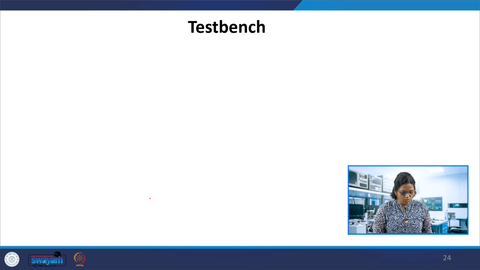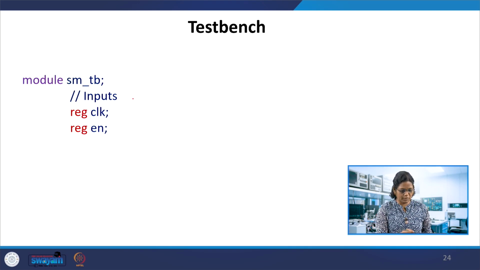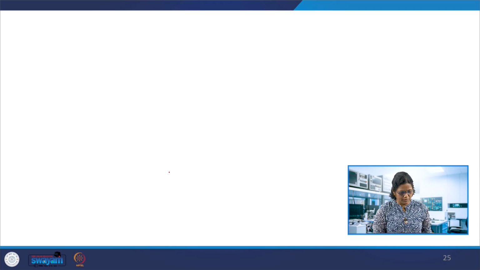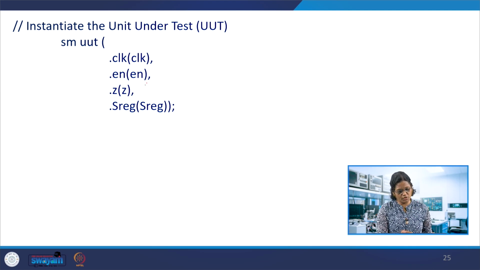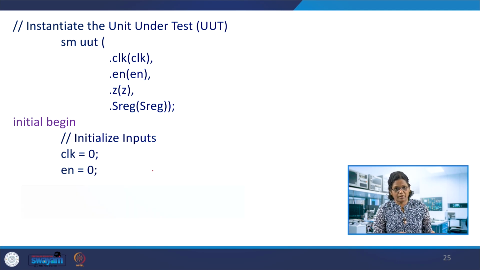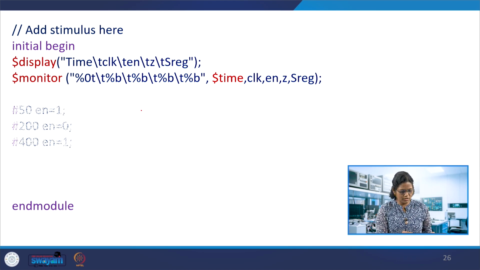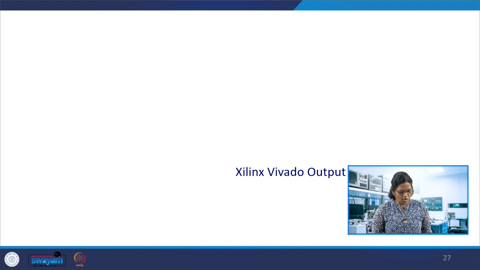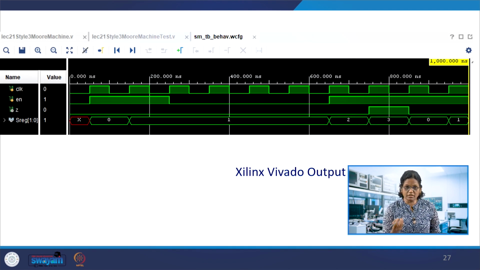So we'll see the test bench. The test bench is a module, and then we have the instantiation of the module with sreg, clock, enable, Z, all of them. They are initialized, and then we give the stimulus, the same stimulus we had given earlier. Now we'll see the output. It would be the same output. There is no difference in the output, but we want to see how the coding style can be changed.